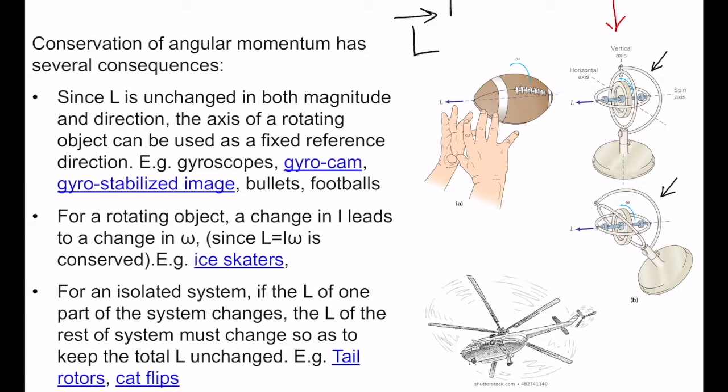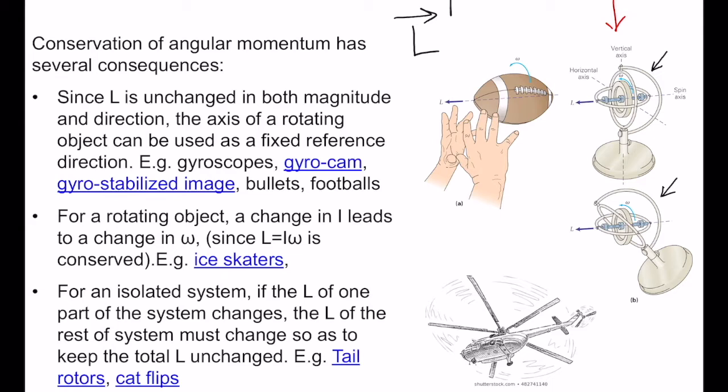Now, ships and planes use gyroscopes a lot to keep track of the correct direction, because when you're in a plane, every direction looks the same. Or if you're out in the ocean, then every direction looks the same. So a gyroscope can be used to keep your bearings.